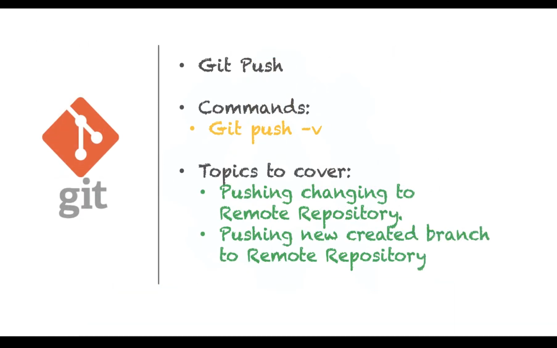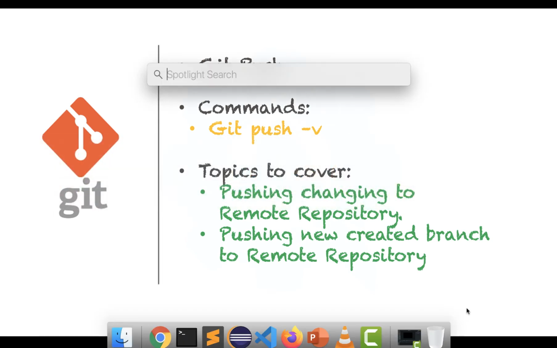The command used for git push is git push -v, and we will be covering two topics over here. One is creating some changes in your local Git repository and then pushing it to your remote Git repository. And then we'll also see how to create a branch in a local repository and then push it to a remote repository. So these are the two topics that we are going to cover today. Let's get started. I will open my terminal.